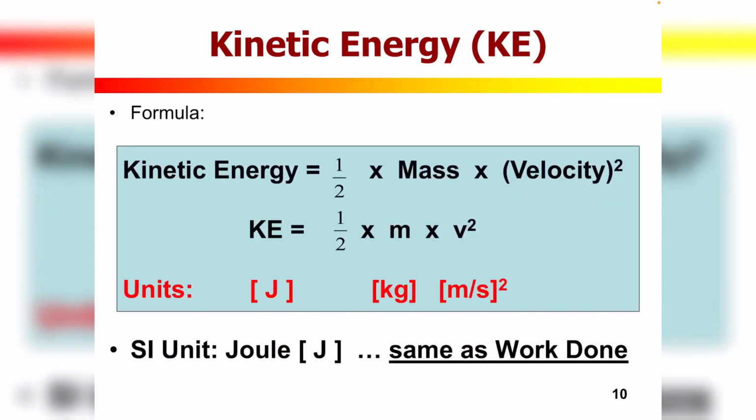And in order for us to get kinetic energy, this is the formula that we're going to use. KE equals 1/2 times m times v squared. m is the mass and v is the velocity or the speed. And the unit is in joule.